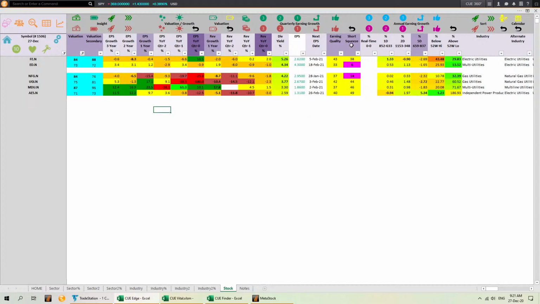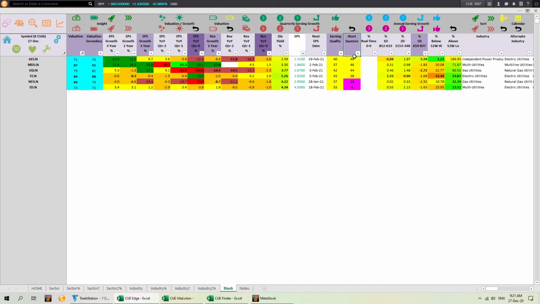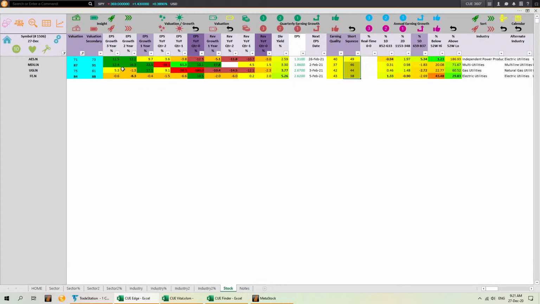Some of them have short squeeze score better than others. So let me take advantage of that also. I'm going to focus on only those stocks that are having a short squeeze potential. Again, I use the scissor action button to remove everything else. I'm left with only 4 stocks.